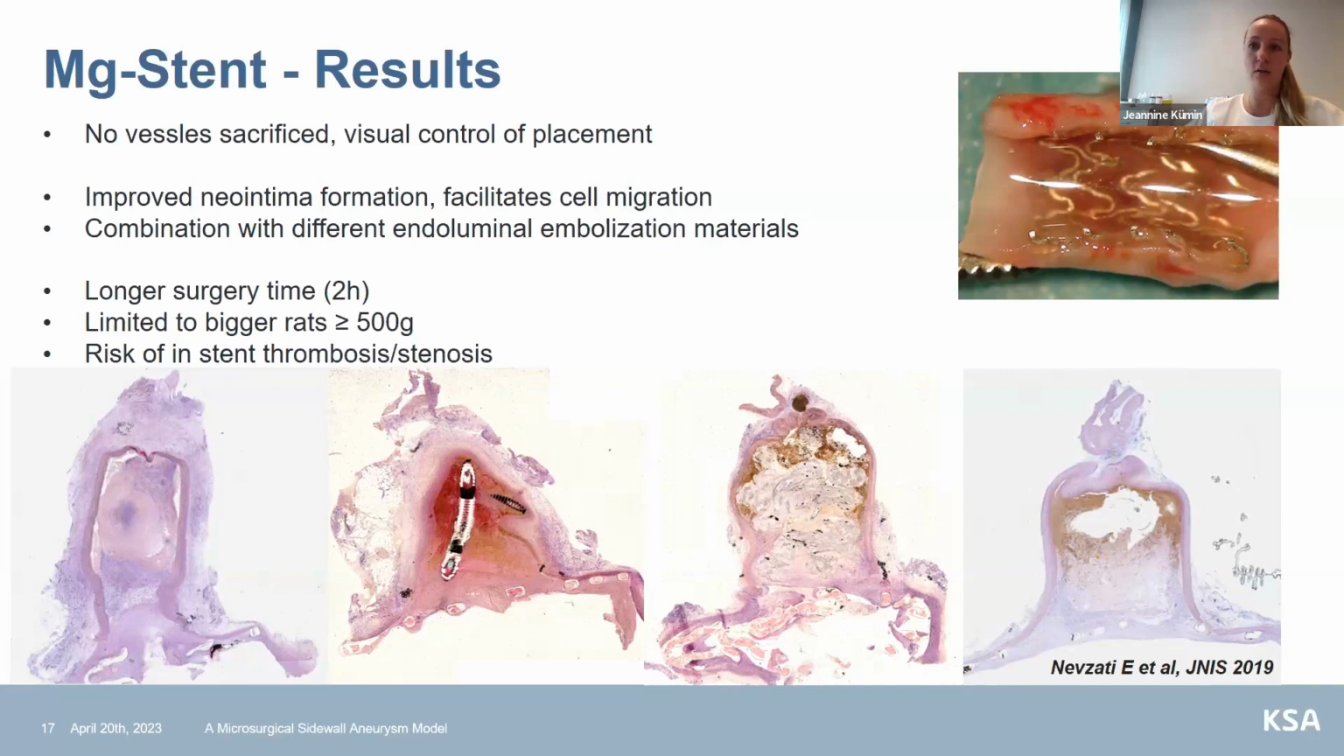The disadvantages of this model are that the surgery time is much longer than in the standard model, since we have to dissect a much longer distance from the renal vein all the way down to the iliac bifurcation. So the surgery time was around 2 hours for this procedure. It was limited to bigger rats, so around 500 grams. And there was a risk of instant thrombosis or stenosis because we didn't treat the rats with antiplatelet therapy after the surgery.